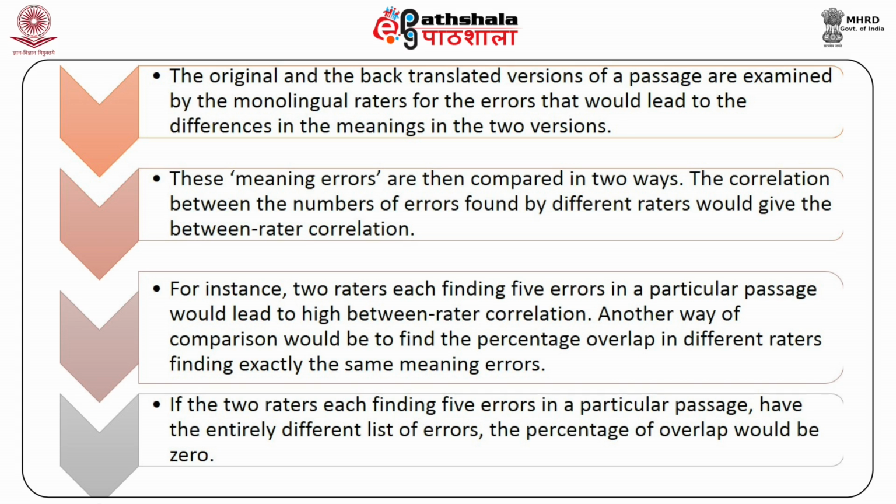Another way of comparison would be to find the percentage overlap in different raters finding exactly the same meaning errors. If the 2 raters each finding 5 errors in one particular passage have an entirely different list of errors, the percentage of overlap would be 0.